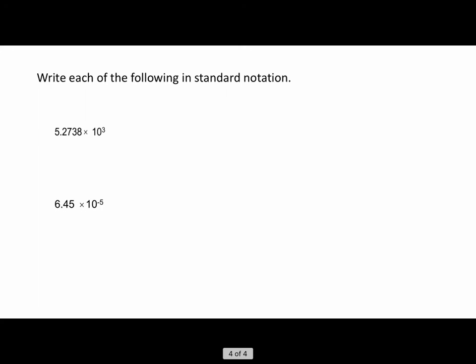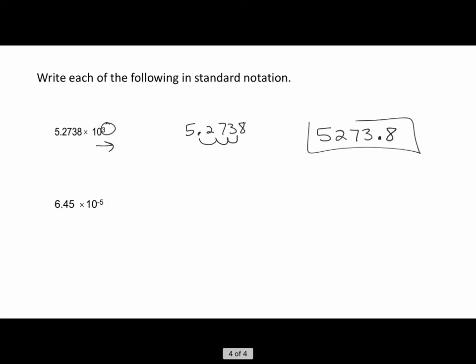So our example here, 5.2738 times 10 to the third. It's positive, so we're going to move to the right 3 decimal places, 1, 2, 3. So that becomes 5273.8. This is the standard notation of that number. It is no longer being multiplied by 10 to a power.